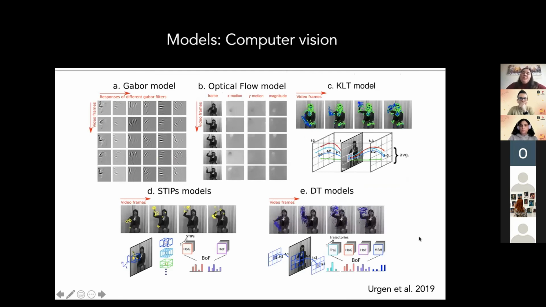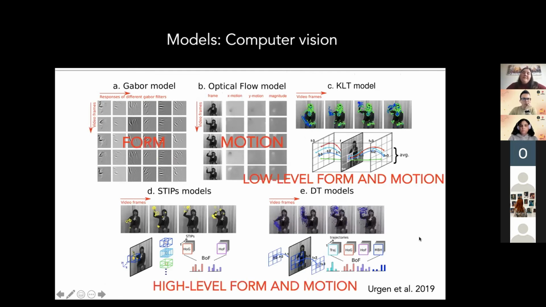So we basically use 5 different computer vision models that are commonly used in action recognition. And here we try to specify the form information in the movies, the motion information in the movies, the low-level form and motion information, and high-level form and motion information in the movies.